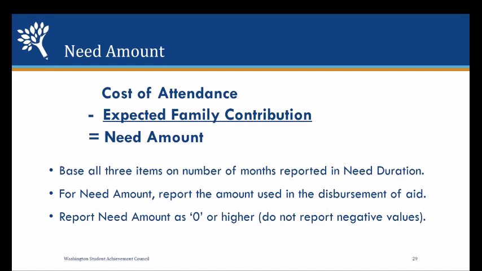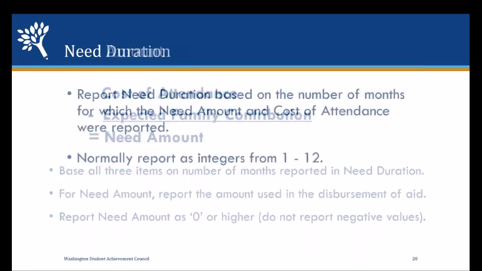For the need amount, report the amount used in the disbursement of aid. Report need amount as 0 or higher. Do not report a negative value. Last year, I think we had a number of schools that reported negative values as need, and that just won't work, and we'll ask about that.